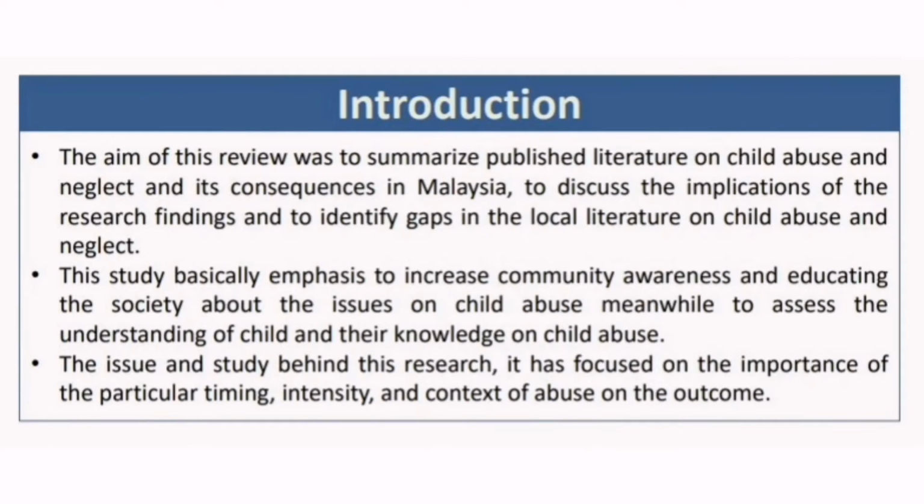Moving on to the introduction and background of the topic, the aim of this review was to summarize published literature on child abuse and neglect and its consequences in Malaysia, to discuss the implications of research findings, and identify the gaps in the local literature on child abuse and neglect. This study basically emphasizes increasing community awareness and educating society about issues on child abuse, meanwhile assessing the understanding of children and their knowledge on child abuse.